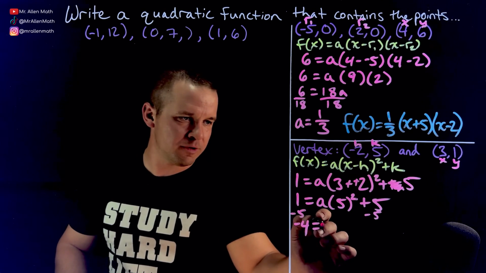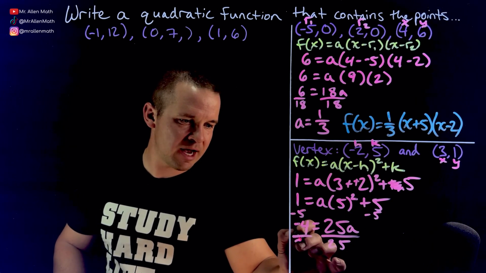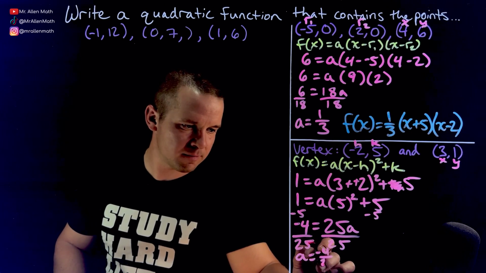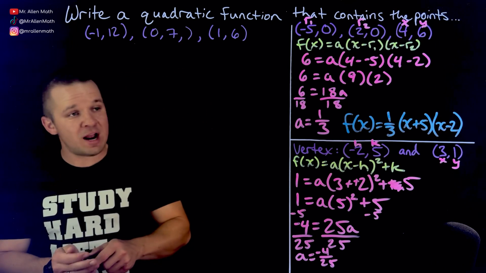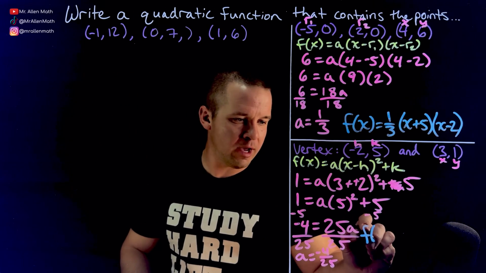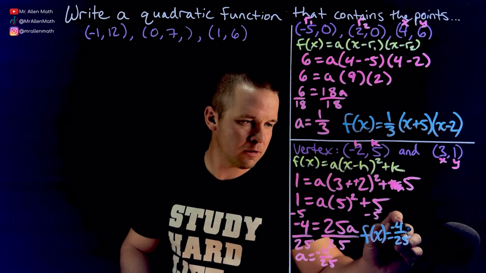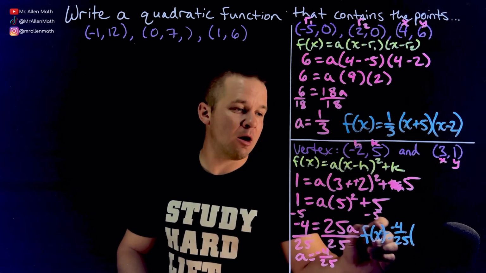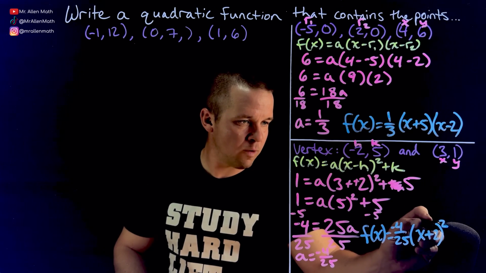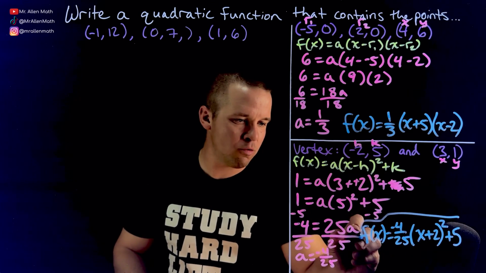So that's negative 4 equals 25a. And now I'll just divide by 25 to get my a value, which is a equals negative 4 over 25. This one does not simplify. Okay, so we have our a value. Are we done? No. Final answer in blue for the win: f of x equals negative 4 over 25 times the quantity x minus negative 2, so plus 2, squared, plus 5. Don't put plus k here. This is plus 5. That right there is my final answer.